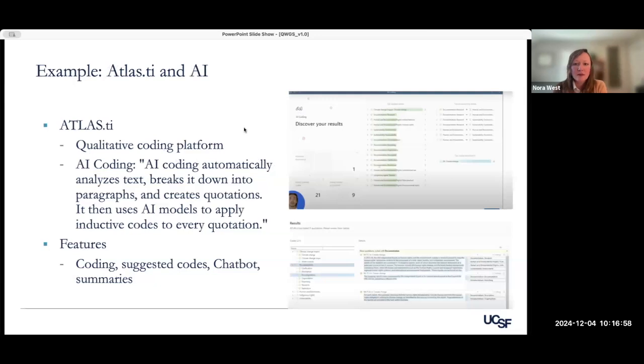And so I just want to take a little bit of time to show those of you who haven't seen Atlas TI and AI. Atlas TI is a platform that I work with quite a lot, and I think many of us do. It has this qualitative coding platform, and now there is AI coding, and this is the text directly from Atlas TI. The quote: AI coding automatically analyzes text, breaks it down into paragraphs, creates quotations, uses AI models to apply inductive codes to every quotation. And features like suggested codes, chatbot, and summaries. These are tools that for many of us all of a sudden just became available in our Atlas platforms or in our MAXQDA or whatever platform you use.